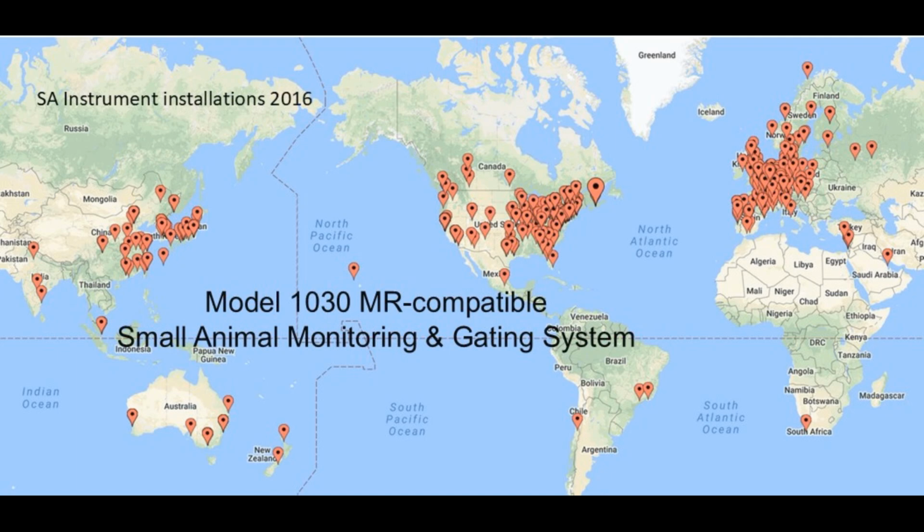In this video, we present an overview of SAII software. SAII software is the user interface for the Model 1030MR compatible small animal monitoring and gating system. The hardware for the Model 1030 is covered in another video.